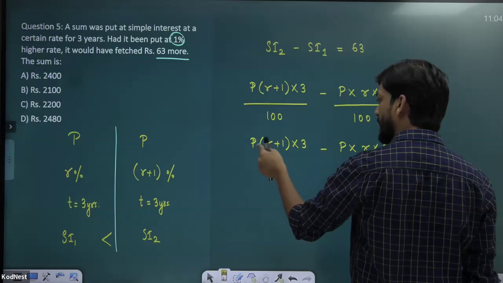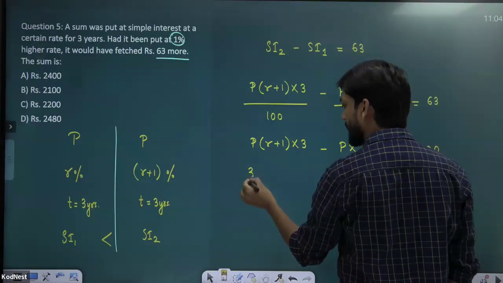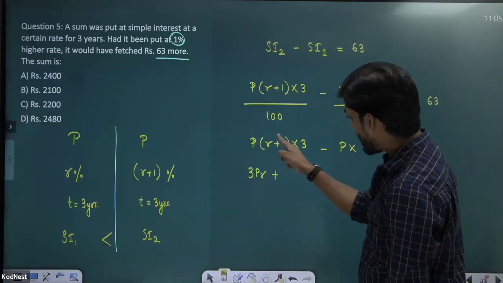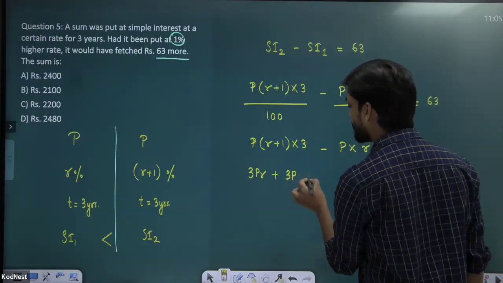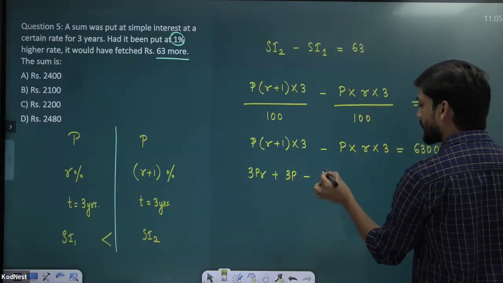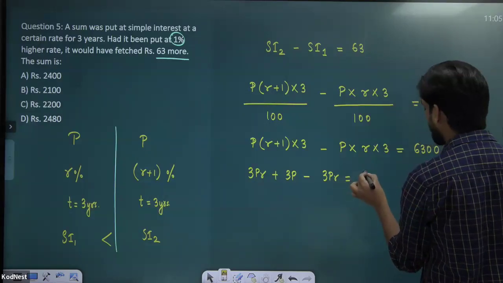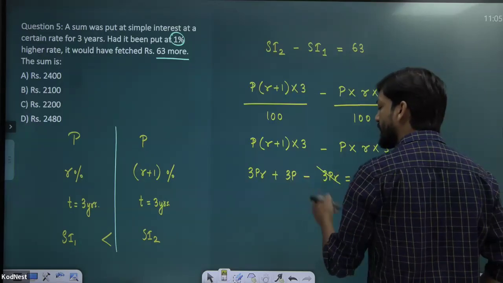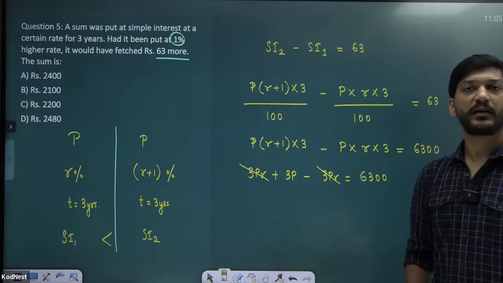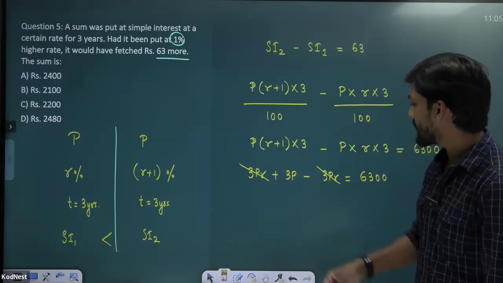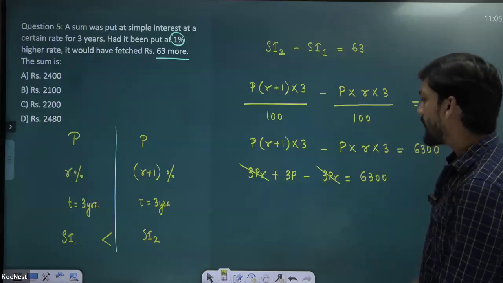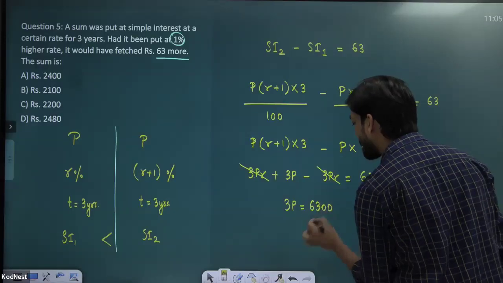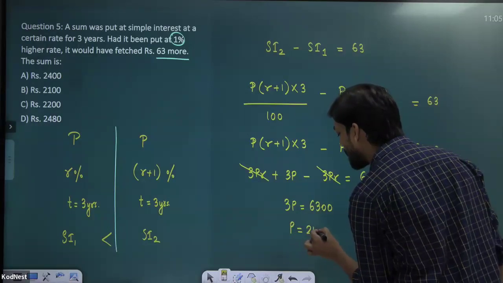So this will give you 3 into P into R, so 3PR, plus 3 into P into 1. So I will get 3P minus 3 into P into R. So this equals 6300. If you carefully observe, 3PR with the minus sign will cancel out 3PR, because both are the same, one is plus, one is minus. So once it cancels out, I'm getting 3P equals 6300. And this gives you P equals 2100.